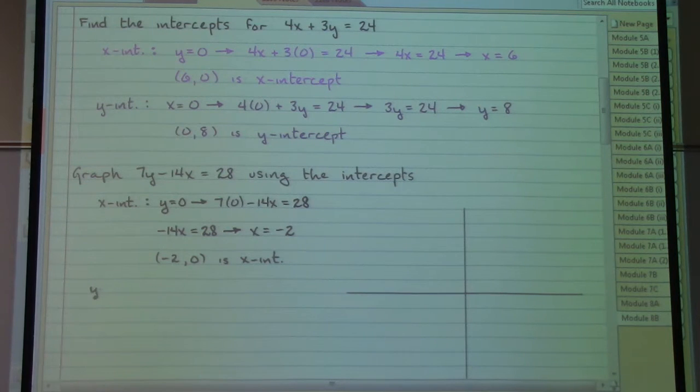The Y-intercept, we're going to flip-flop the comments that we've made here as we start doing our work. That means we're going to be looking for the Y number when X is 0. And that means in our equation we would have 7y minus 14 times 0 equals 28. So 7y is equal to 28, giving us y equals 4. So the y-intercept would be 0, comma 4.